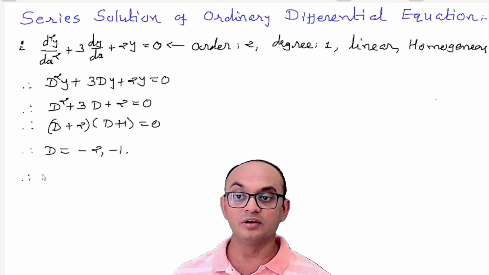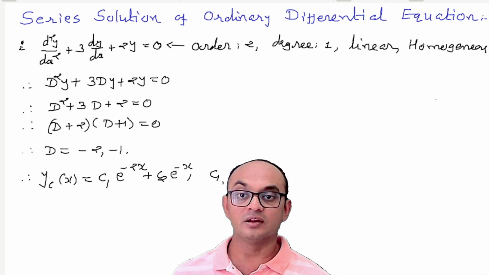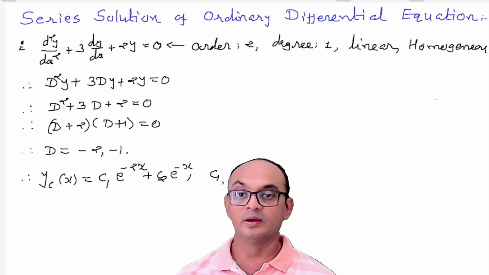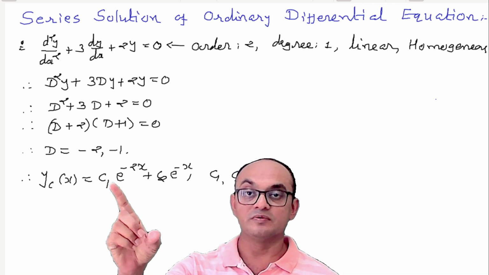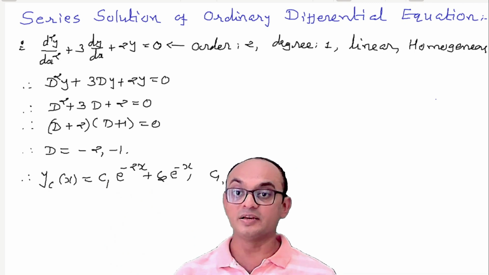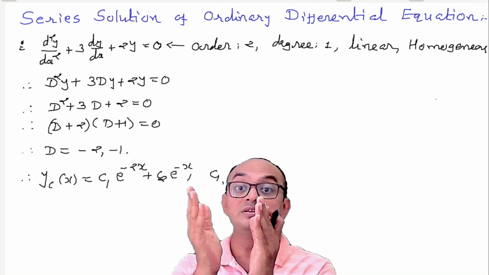So what is the solution? The complementary solution y_c(x) is equal to C1 e raised to minus 2x plus C2 e raised to minus x, where C1 and C2 are real constants. Clear? So this is the solution. But our topic is series solution.